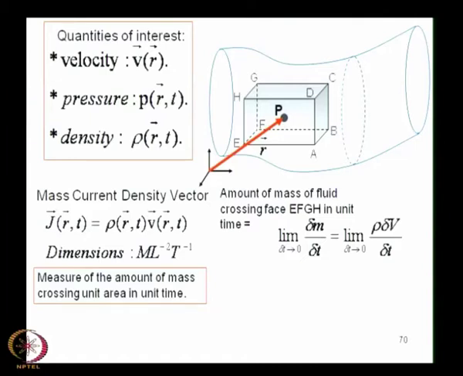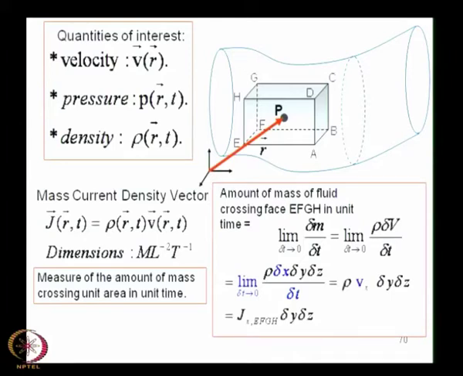Now, mass of course is volume into density. We have no difficulty defining these quantities. Delta v going to 0 is not what we are bothered about, in our continuum limit of matter that we are working with. So, our rate of flow of mass, which is delta m by delta t or dm by dt in the limit delta t going to 0, is rho times delta v by delta t in the limit delta t going to 0.